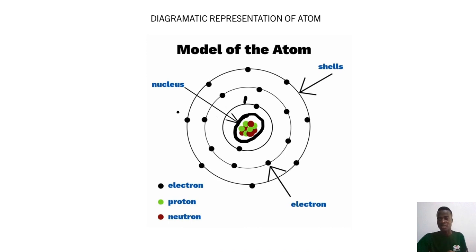So if you are going to measure the mass of this atom, you have to actually weigh the mass of the nucleus, because the nucleus is where the heavy things are. The neutron is there, and the proton is there. They are the ones that contribute heavily to the mass. So we focus on the nucleus when it comes to the mass.